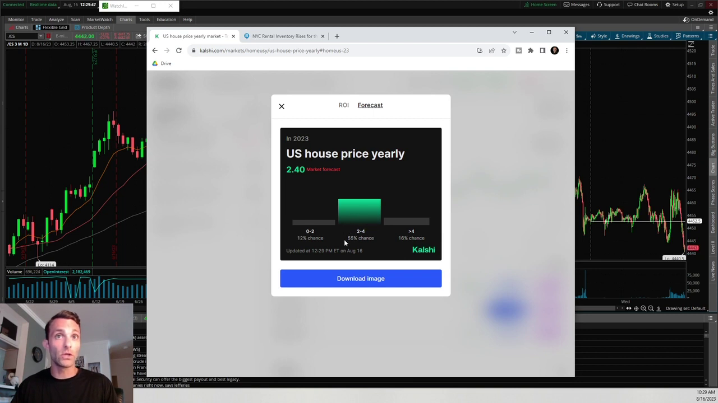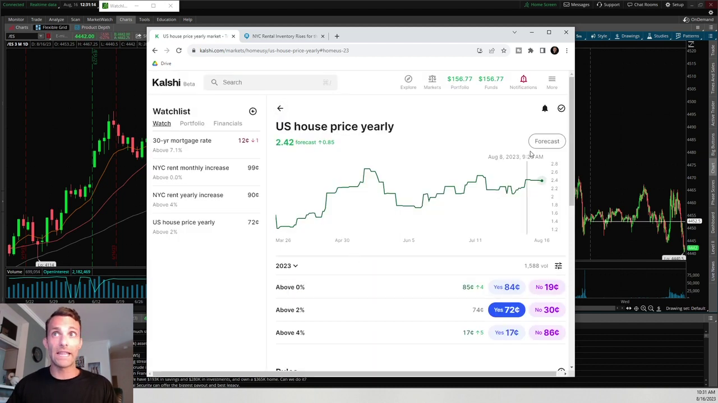And 2 to 4 shows that that's the best probability of that playing out. So you can structure a trade with a 55% chance of being in your favor. And we know the cost of housing has gone up pretty consistently for a while now. So if we think that that's going to continue and the forecast tool says 2 to 4, there's a 55% chance, we can use this information to structure the trade.